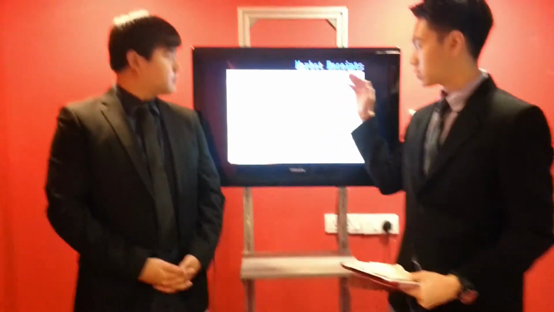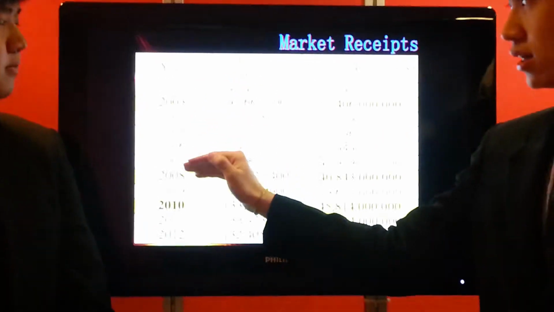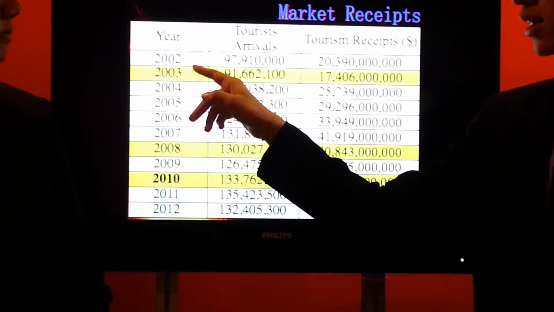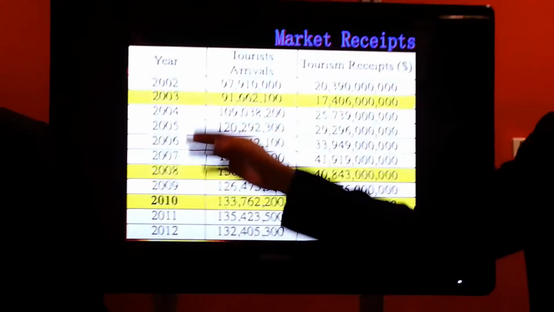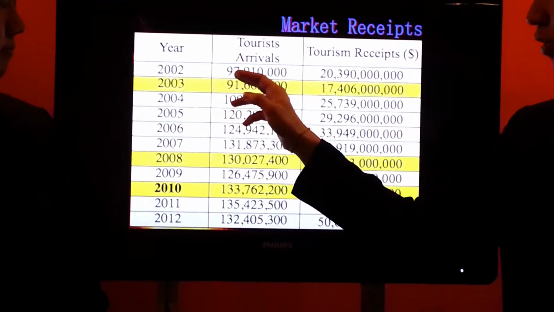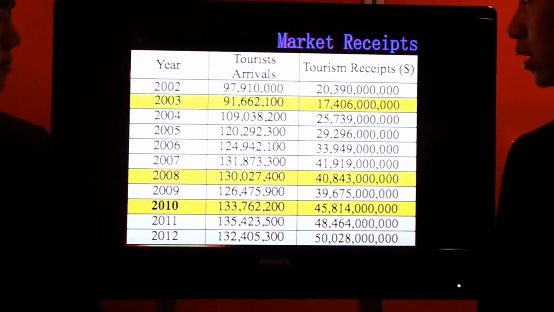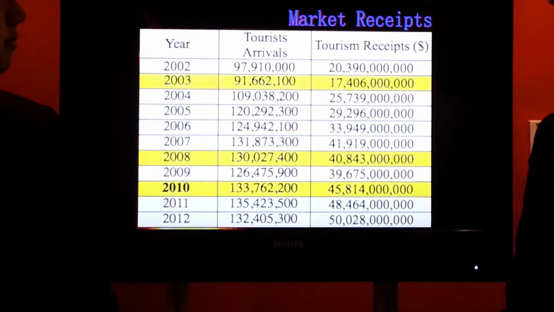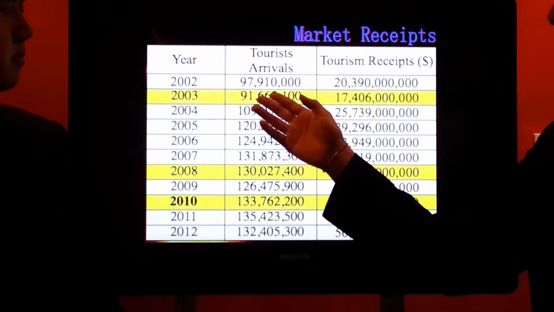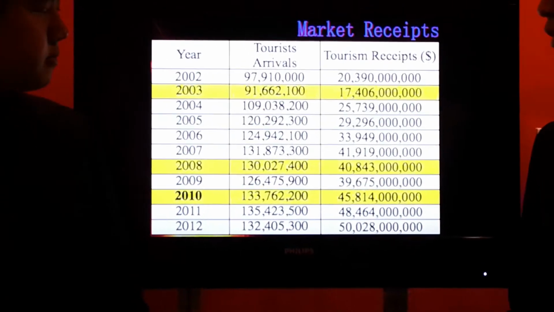This table shows the tourism receipts and the tourist arrivals for the past 10 years in China, starting from 2002 until 2012. Between 2002 and 2003, there was a considerable decrease in tourist arrivals and, of course, tourism receipts. So Mr. Torres, can you explain why tourist arrivals went down so much?